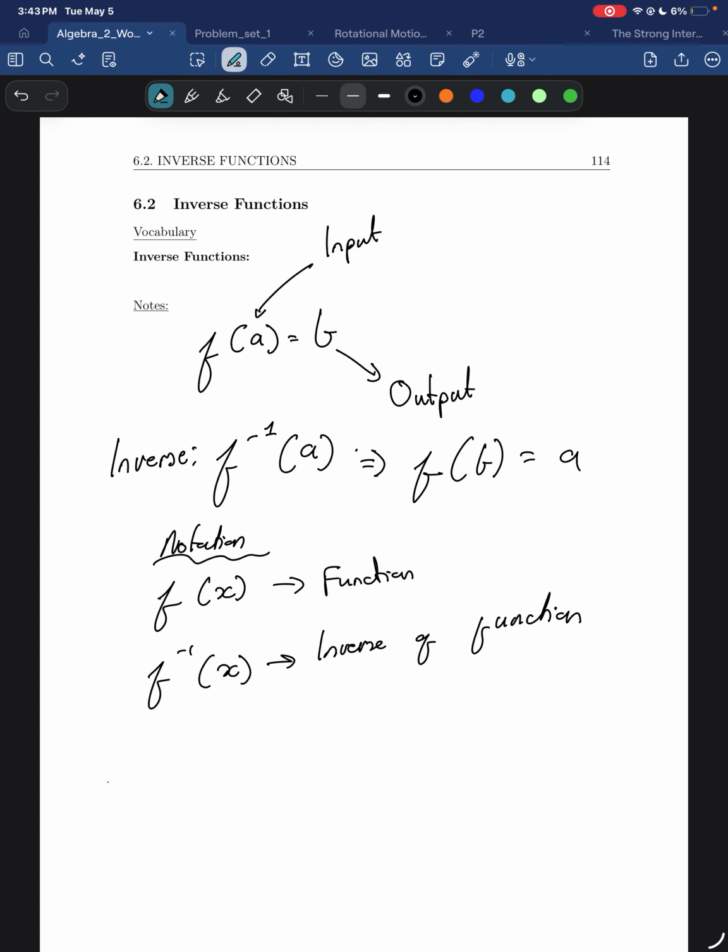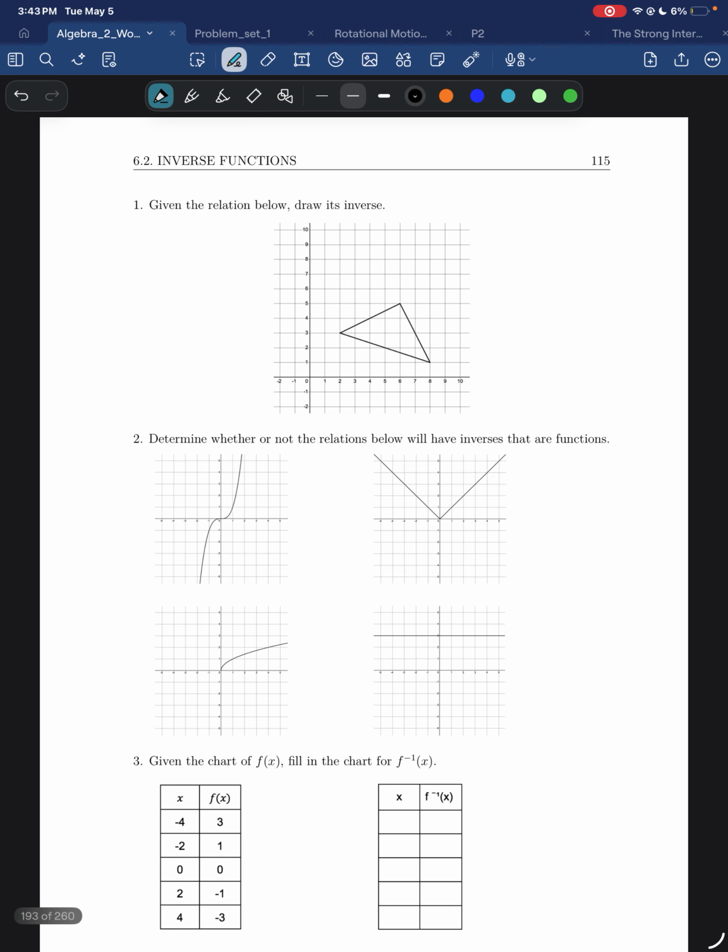And the last thing you should know is that only one-to-one functions have inverse functions. A function needs to be one-to-one for it to have an inverse function. So then let's move on.